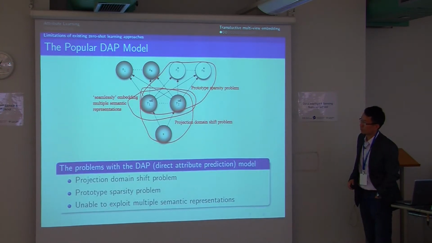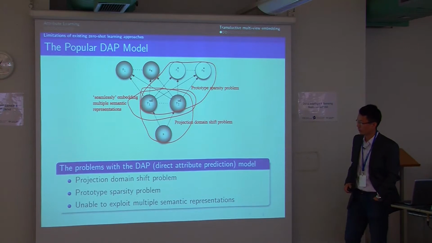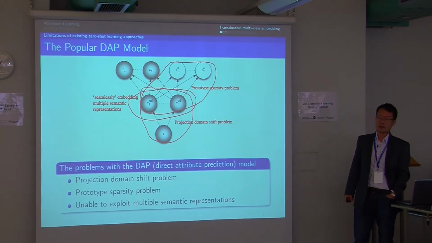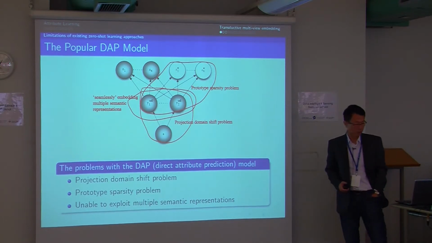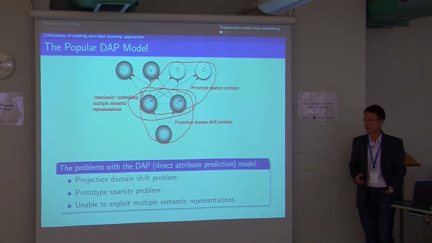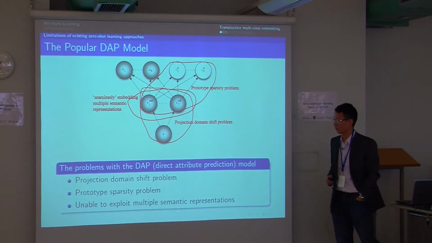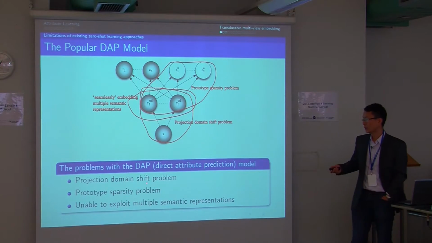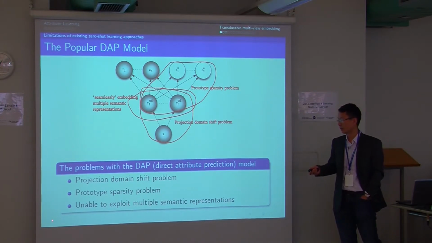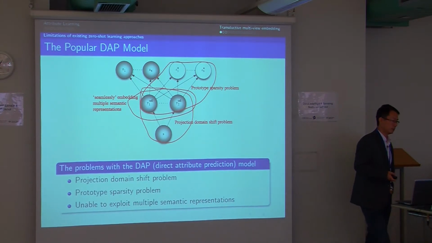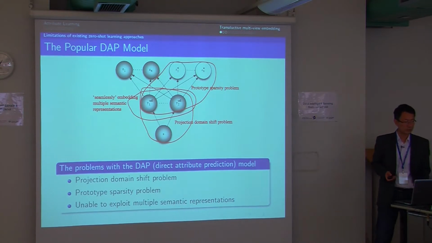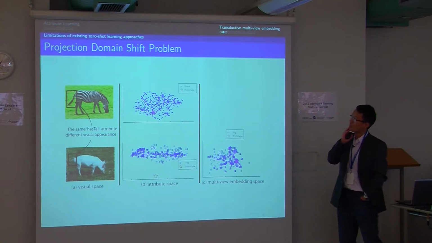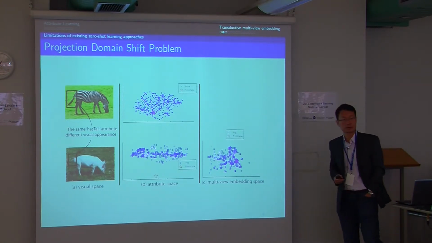So what is the problem with DAP, direct attribute prediction? We identify 3 problems, which I will explain in more detail in the following slides. The first problem is the projection domain shift problem. The second problem is the prototype sparsity problem, and the third problem is the lack of ability to explore multiple semantic representations.